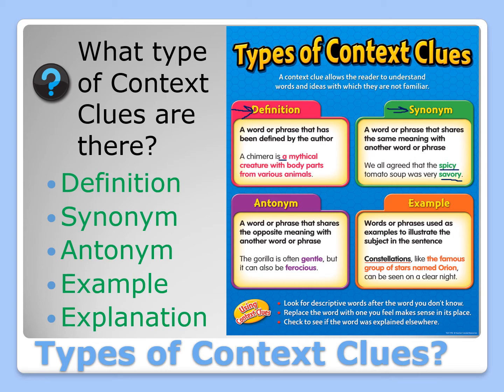So spicy and savory. So the authors told us that we agreed that the spicy tomato soup, because that's describing the tomato soup, was very savory. Okay, so spicy and savory have the same meaning. So when you see synonyms, that's going to take some practice for you, but once you get it, I promise you, you'll be able to spot synonym context clues in no time at all. All right. Let's move on to the next one, antonyms, okay?